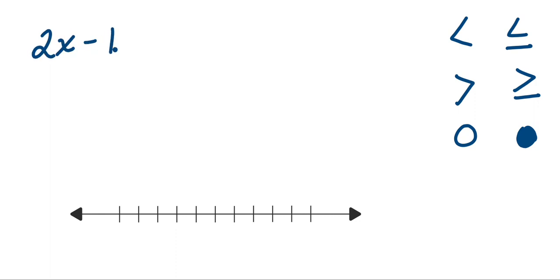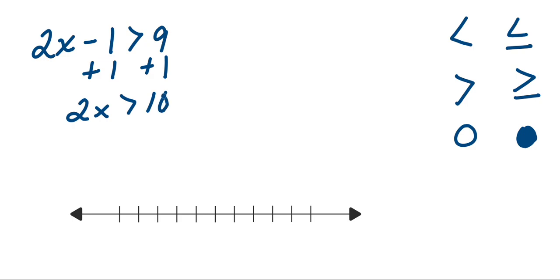2x minus 1 is greater than 9. I would solve this linear inequality just like I would an equation. I am going to add 1 to each side, giving me 2x is greater than 10. I then divide by 2, and I get x is greater than 5.